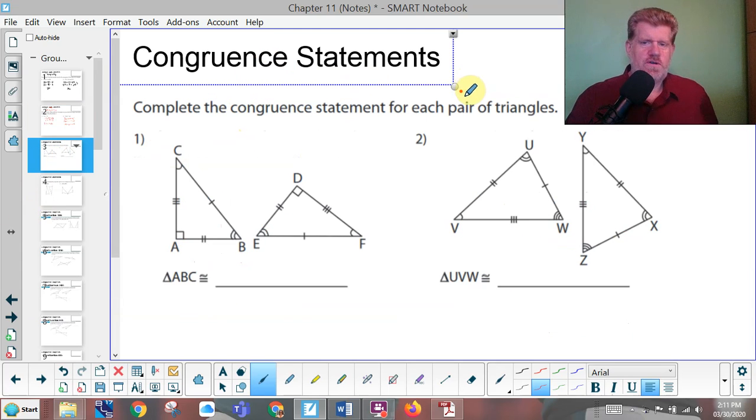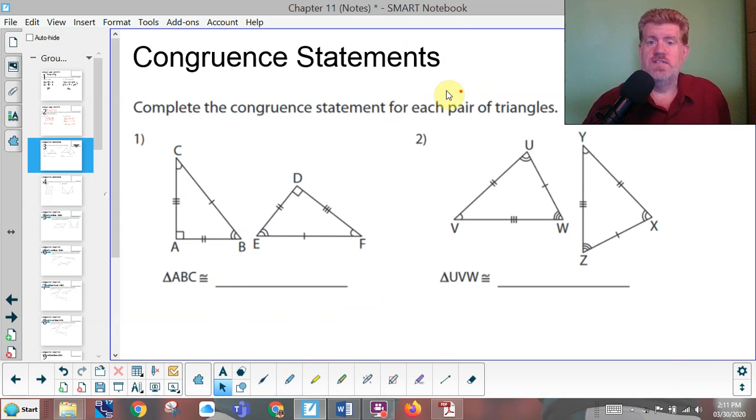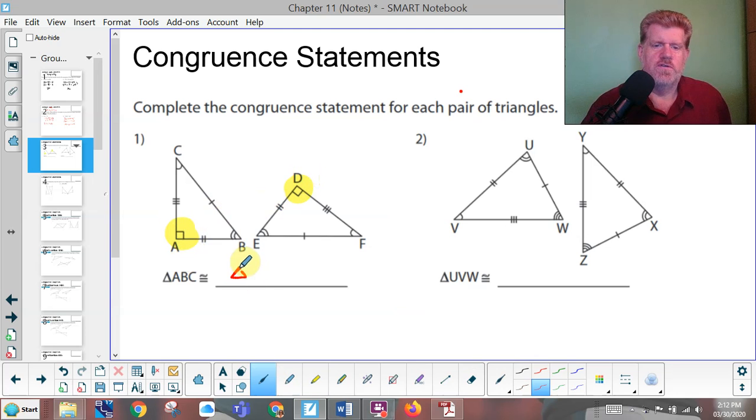Congruence statements. What I'm going to ask you to do is write a congruence statement. A congruence statement means these triangles are congruent to each other. Congruent means they're equal, so we match up all of these parts. If you look at triangle ABC and this triangle DEF, you have to match up parts specifically. So angle A would equal what in the other triangle? Well, that's the right angle, so it's got to equal angle D. So D must go first in our congruence statement.